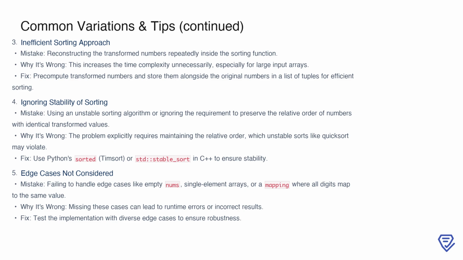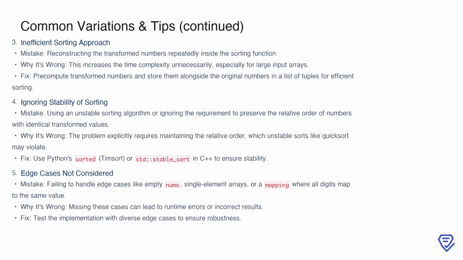Inefficient sorting approaches can significantly slow down your solution. A common mistake is reconstructing the transformed numbers repeatedly inside the sorting function, which increases the time complexity unnecessarily, especially for large input arrays. To optimize this, pre-compute the transformed values and pair them with the original numbers in a list of tuples, so you can sort efficiently without redundant computations.